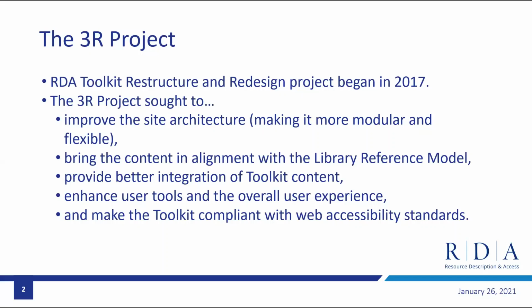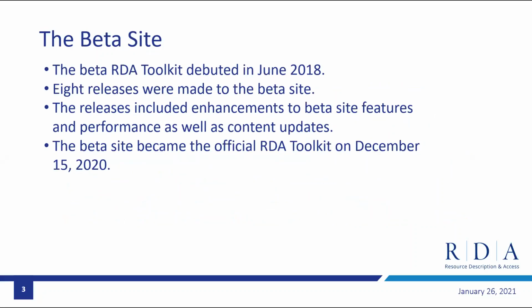One of the things we wanted to do is better integrate the toolkit content that we had, which includes policy statements and instructions. I'll show you how we address that issue. We also wanted to generally improve user tools and the overall user experience, and finally to make the toolkit compliant with web accessibility standards, which it was not before. The new toolkit does meet the AA standard from WCAG for web accessibility, and we're very proud of reaching that goal.